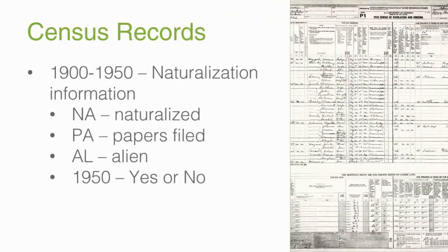The 1900 to 1950 censuses asked for naturalization information. They used a couple little codes, just so you know, NA means naturalized, PA means papers filed, and AL means alien. PA does not mean Pennsylvania, and AL does not mean Alabama in the naturalization columns. I've seen a few people a little confused thinking, why did my ancestor go to Alabama to get naturalized? No, it just means they're an alien, meaning they haven't started the naturalization process.